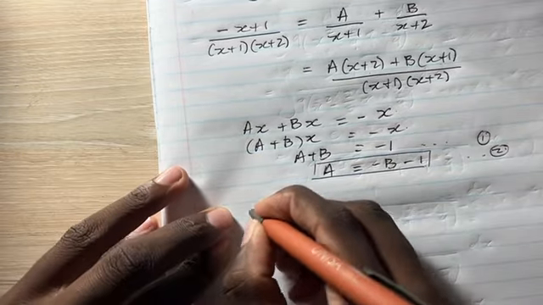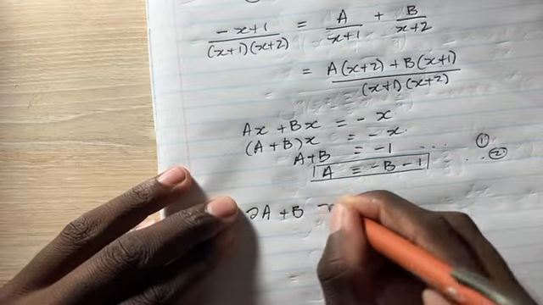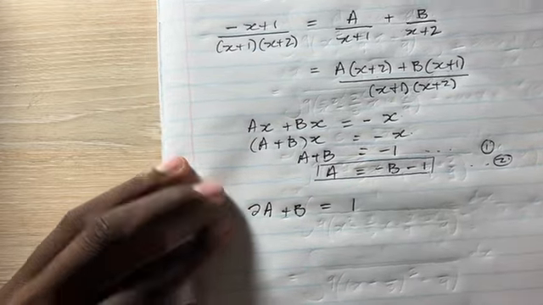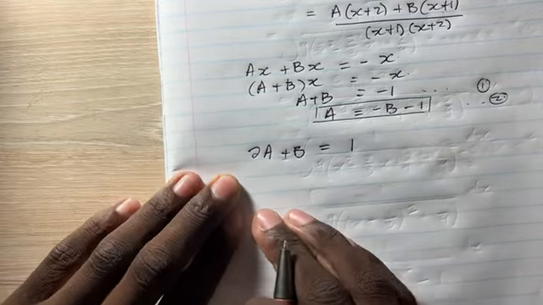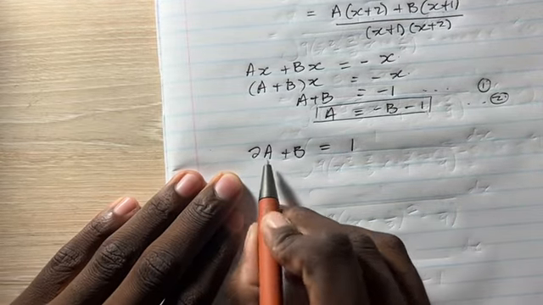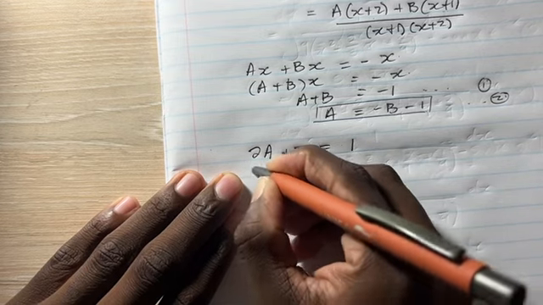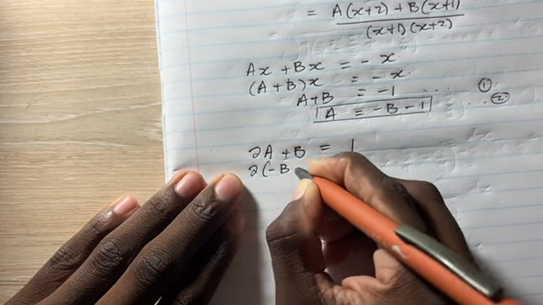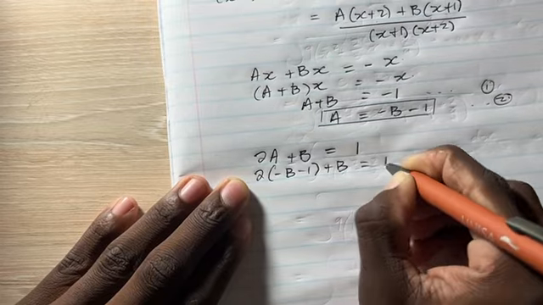2a plus b. Again, guys, as I said on the previous video, if I'm moving too quickly, please just let me know on WhatsApp, so that on the next video I can slow down and explain things properly. A is minus b minus 1. So 2 into minus b minus 1 plus b is equal to 1.